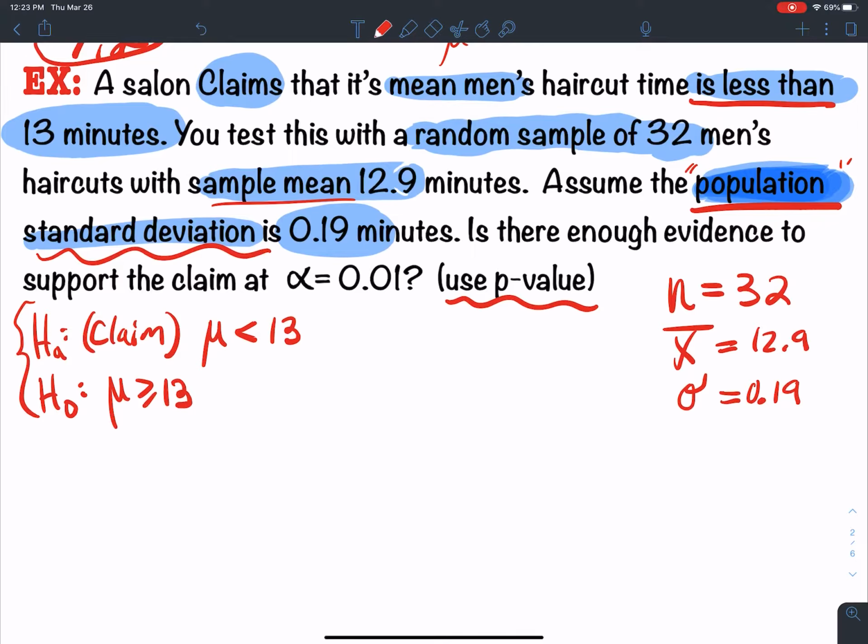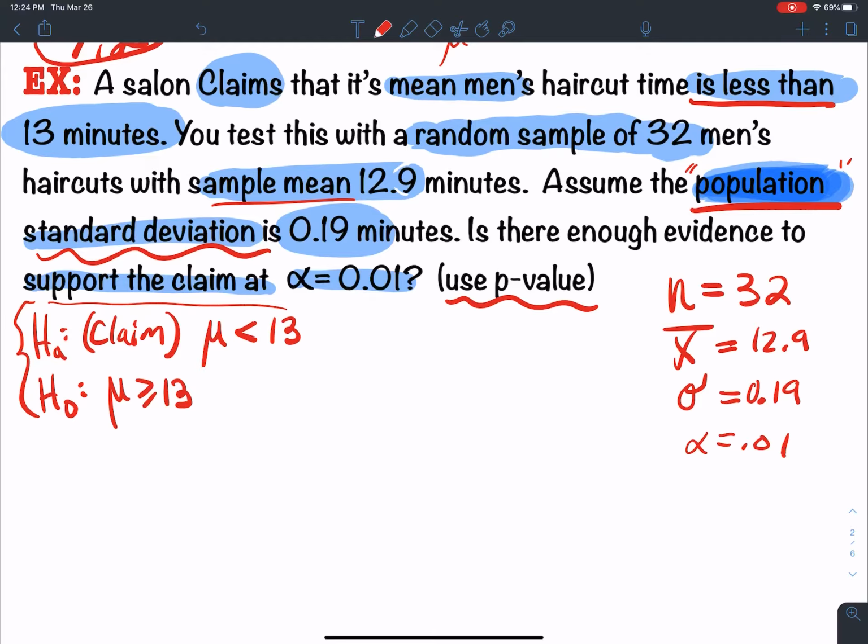Is there enough evidence to support the claim? Now, why do we say support the claim instead of reject the claim? The claim is the Ha, and all you can do with the Ha is support the claim. All you can do with the H0 is reject the H0, okay? So that's why we use the words support the claim at alpha 0.01. So they give you this alpha 0.01 here.